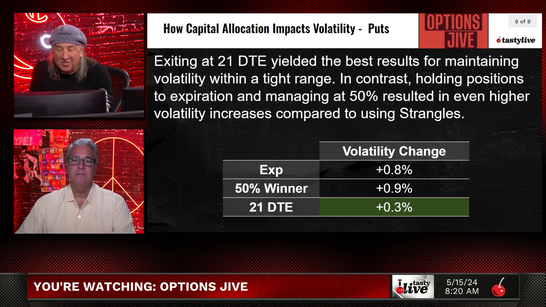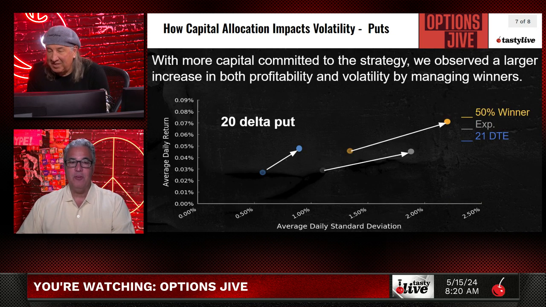using strangles. So what happens here is that if you manage early, you eliminate all that additional risk from whether you're hoping for 50% or you're hoping to hold all the way to the end. It doesn't make any sense. So when people ask us, hey, we manage our positions, and why do you manage your positions?